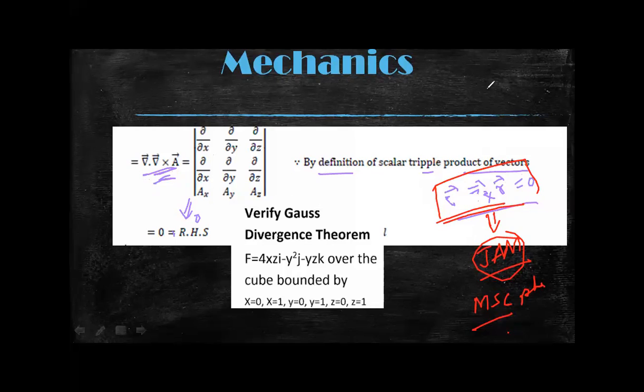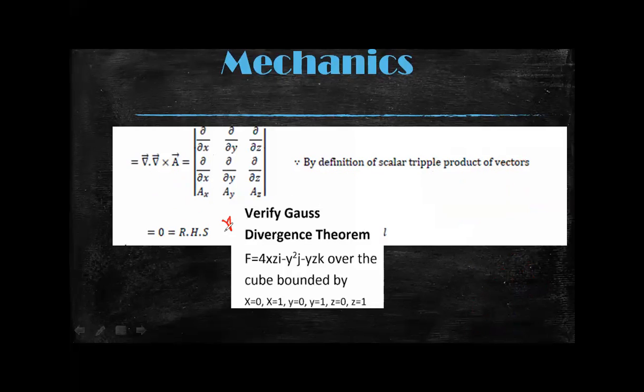Okay? Right. And this is your homework. So they gave F is equal to 4xz i minus y square j minus yz k. This is given over the cube, bounded by limits that are given. So verify the Gauss law. You have to verify the Gauss law.